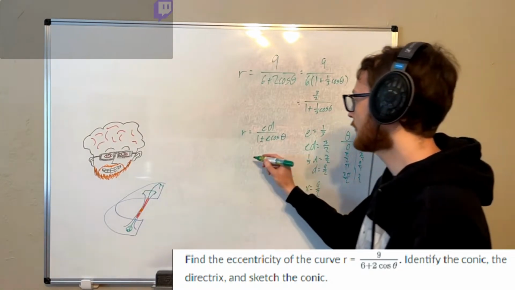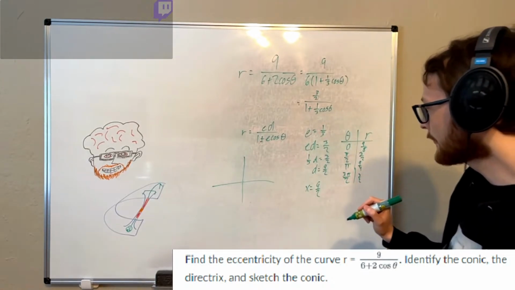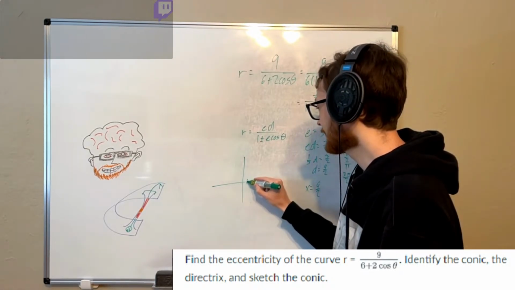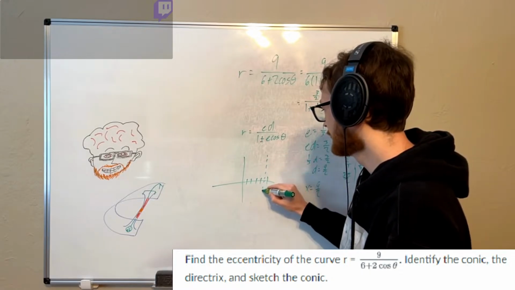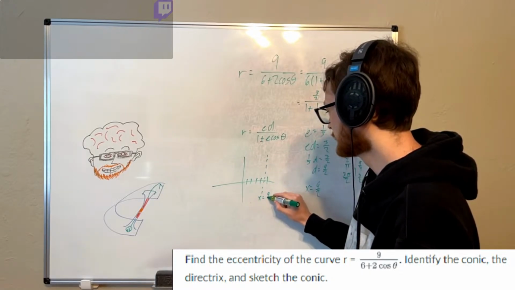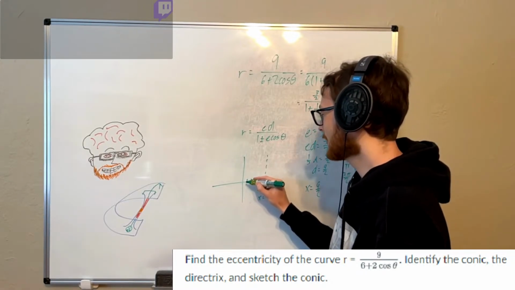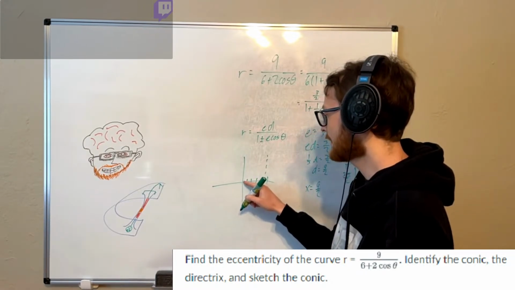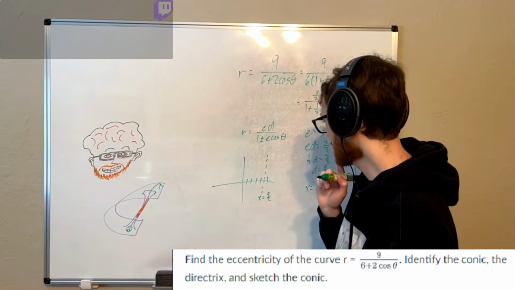So I come over here to do the graph. Our directrix is x equals 9 over 2, so that's about 4.5. That's exactly 4.5. One of the foci of the ellipse will be at the origin, and the other one is going to be over to the left. I don't know exactly where. I'm not going to worry about it too much, to be honest.